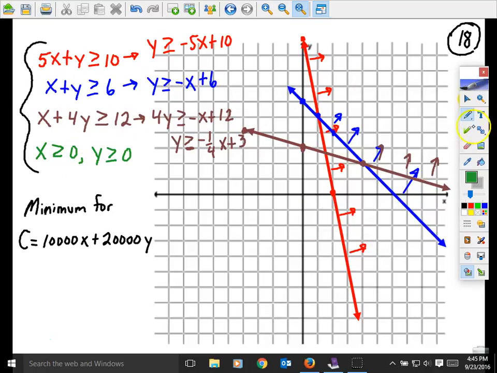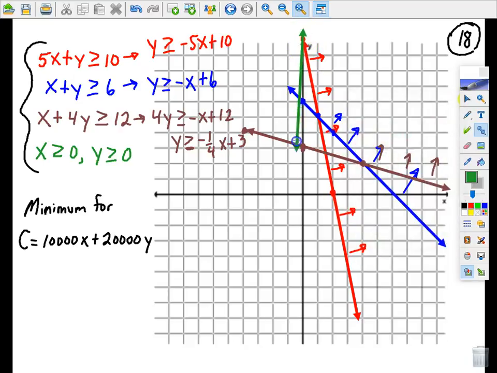X equals 0. I'll change my colors. Here's x equals 0. And we'll be shading to the right. It's just going to reinforce where we're already shading. And here is y equals 0. And we're shading above. So again, when we put all these shadings together, all of them combine into this region.